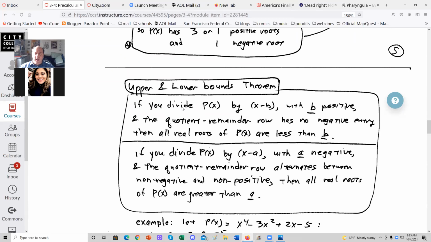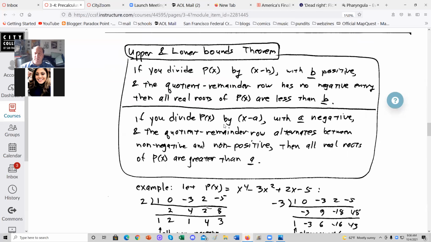If you divide p of x by x minus b, where b is positive, and the quotient remainder row has no negative entry, then all the real roots of p are less than b. And if you divide p of x by x minus a, where a is negative, and the quotient remainder alternates between non-negative and non-positive, then all the real roots of p of x are greater than a.